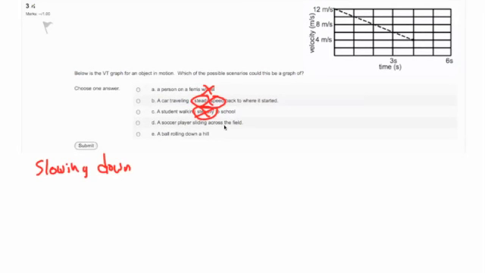So a soccer player sliding across a field. If a soccer player slides, they are going to slow down. That is a distinct possibility. A ball rolling down a hill. All right, I agree this is sloped down, but this isn't a picture of the hill. This is a velocity time graph, and this has the velocity going from 12 to 4. This is like the speedometer reading on the object. So this object's slowing down. A ball rolling down a hill is going to speed up. So that's out. So the proper answer is D.